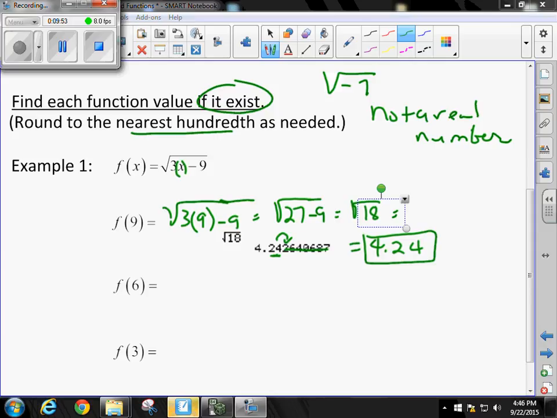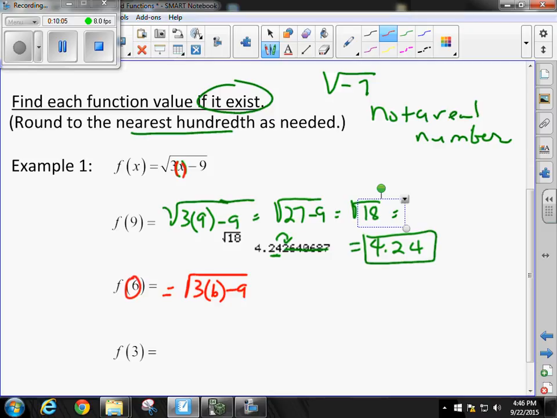All right, f of 6. So this time I'm going to plug in 6 where the x is. So that I will have the square root of 3 times 6 minus 9, which would be the square root of 18 minus 9. 18 minus 9 is 9, so I'll have the square root of 9 is equal to 3. And that one I don't need to round, it comes out even, doesn't it?